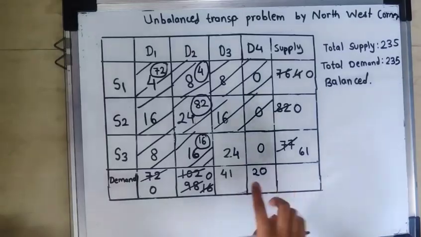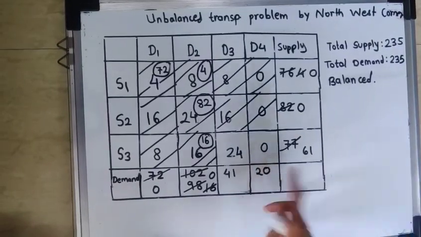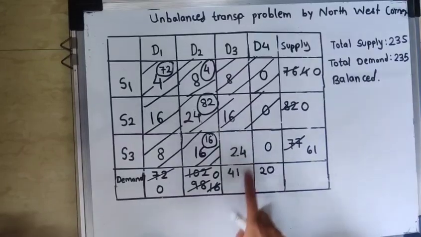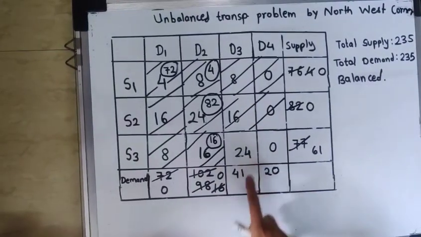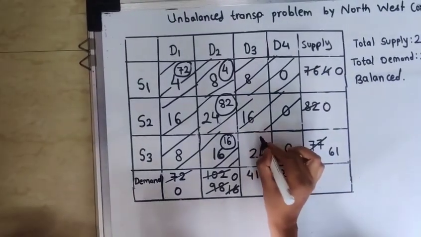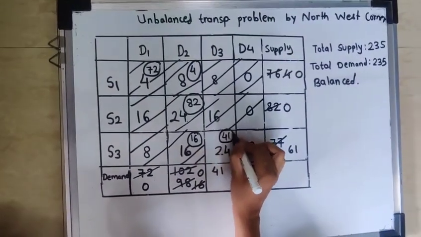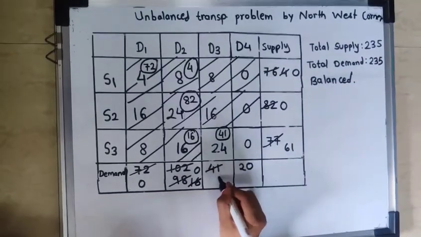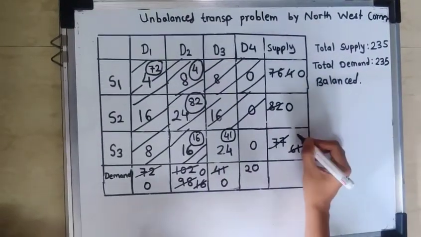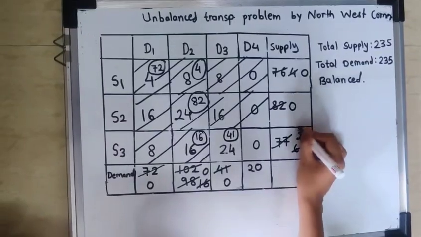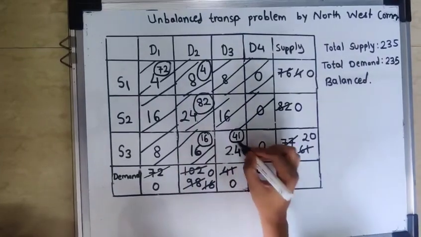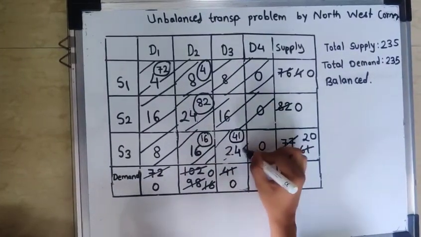Now we are left with two cells, 24 and 0. The left cell and the top cell which are remaining are 24. So we can allocate 24 by 41 or 61. The smaller number is 41, so we will allocate 41. 41 minus 41 will be 0, and 61 minus 41 will be 20. Now this column has become 0, so we will eliminate it.